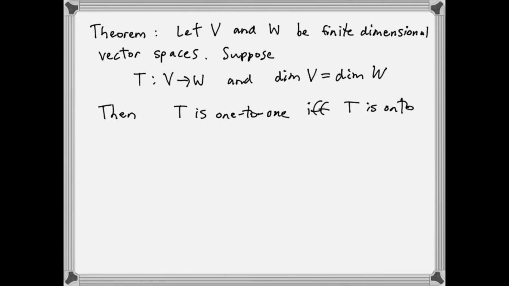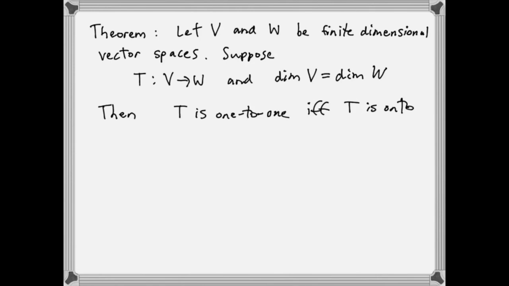Okay. What does this mean? This means that if V and W are vector spaces that have the same dimension and T is going from V to W, then T is 1-to-1 if and only if T is onto. In other words, if it's 1-to-1, then that means it has to also be onto, and vice versa. If T is onto, then it has to also be 1-to-1. This is really neat because it basically means that you get the other one for free.